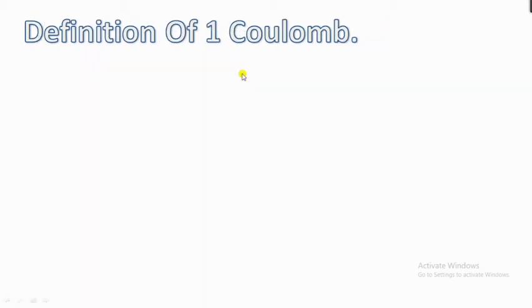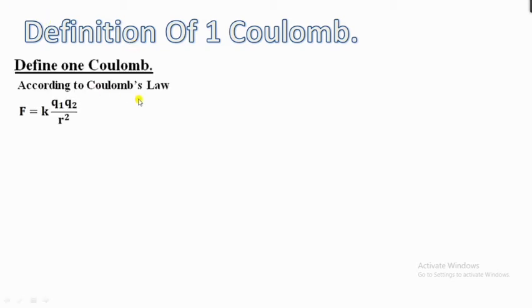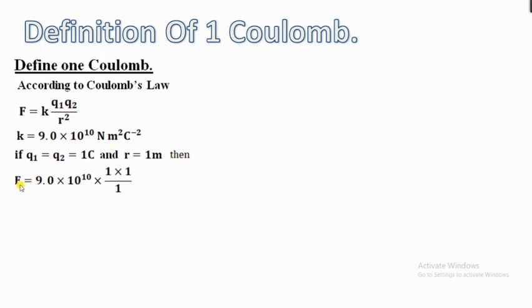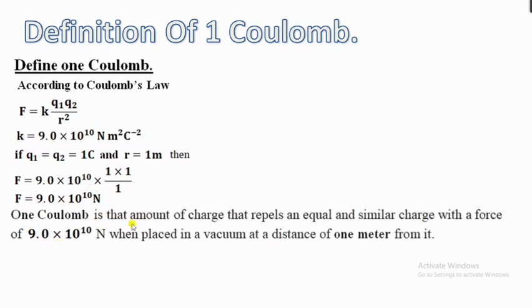Now let's apply Coulomb's law to define 1 Coulomb. According to Mr. Coulomb, force is K Q1 Q2 by R square. Now if you put the value of K, and if you put Q1 is equal to Q2 is equal to 1 Coulomb, because we are defining 1 Coulomb, and R is equal to 1 meter, then your force will be like this, and your force will be 9 into 10 to the power 9 Newton. So this is the definition.